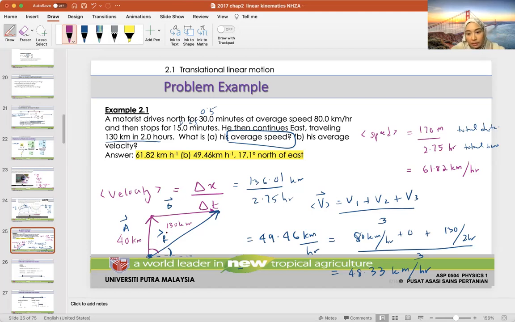Boleh dapat, betul? 130 over 40. Okay, so how did I do it? How did I get the angle? So this is 130, this is 40. I want to know what is the angle over here, right?